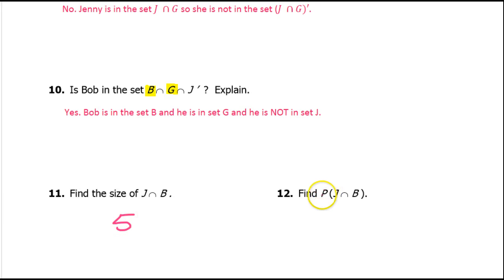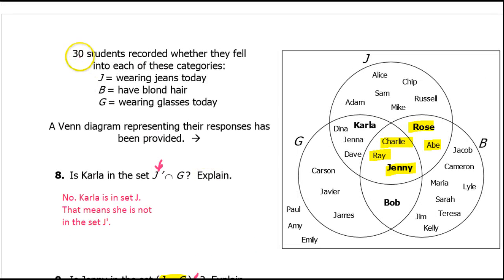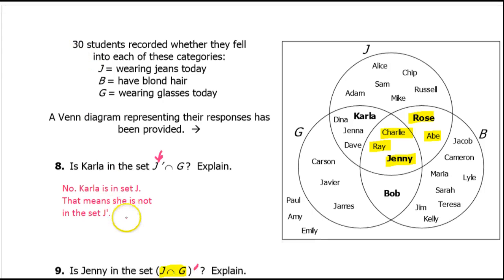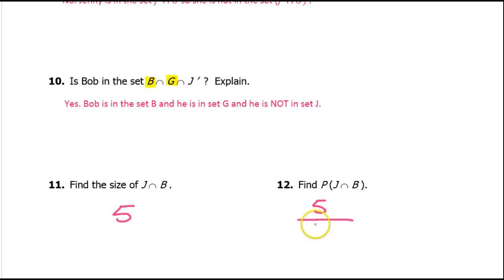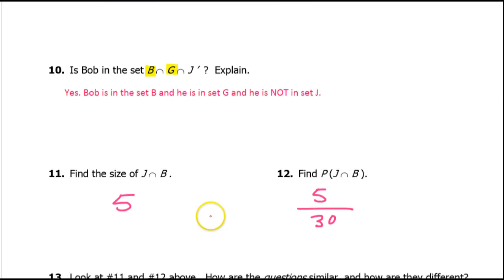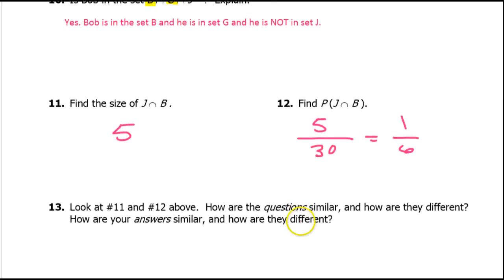Now, this P means probability. And probability is target, which is the 5, divided by the total. So they told us up front that there are 30 students. All right. So target over total, that's going to be 5 over 30. So that'll be the probability. Okay, and of course I could write that as 1/6 if I wanted to reduce.